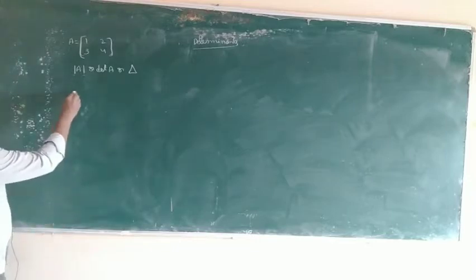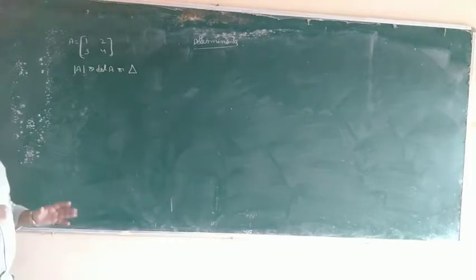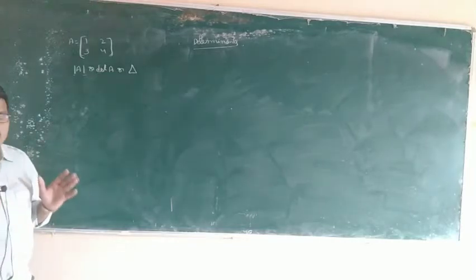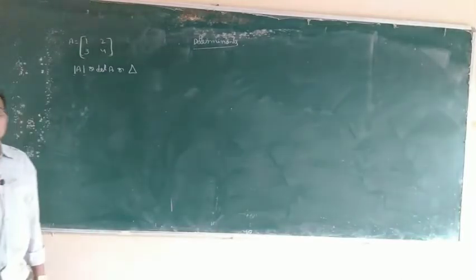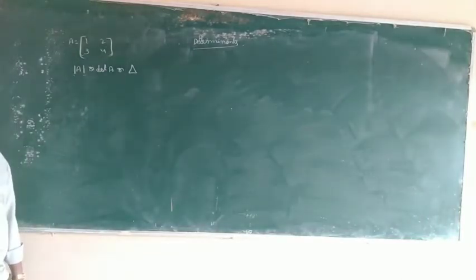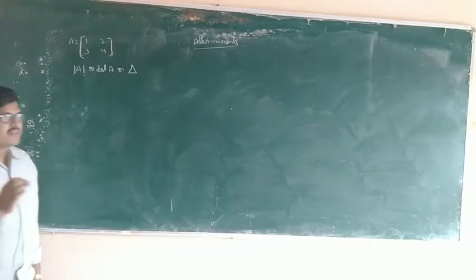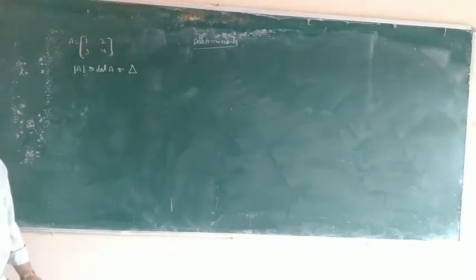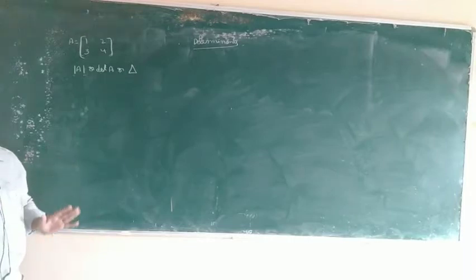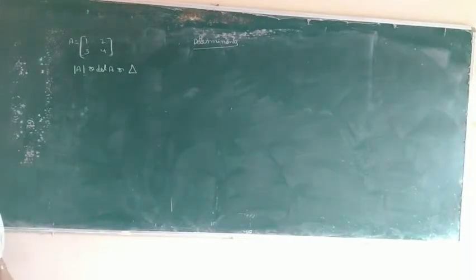Every square matrix has a determinant, only a square matrix. What is a square matrix? The number of rows is equal to the number of columns. That matrix is called a square matrix, and a square matrix has a determinant. Otherwise, the determinant does not exist. That is the first part.